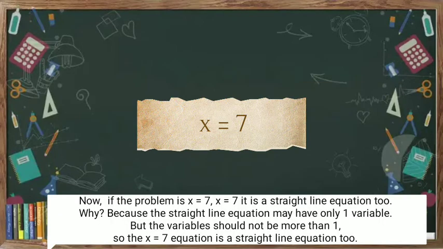Now, if the problem is x equals 7, it is a straight line equation too. Why? Because a straight line equation may have only one variable, but the variables should not be more than 1. So, the x equals 7 equation is a straight line equation too.